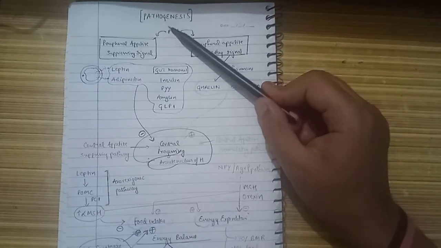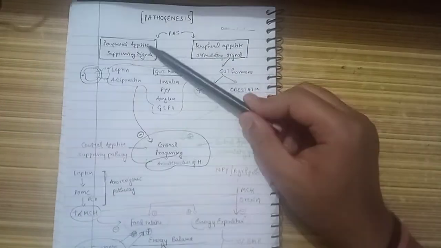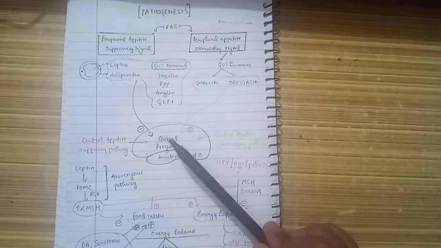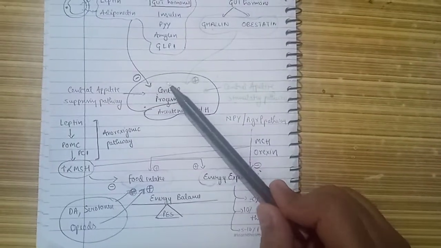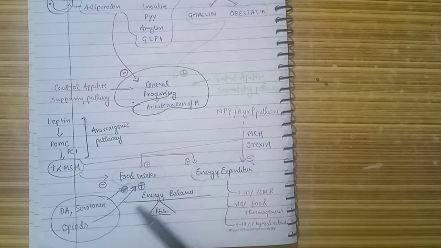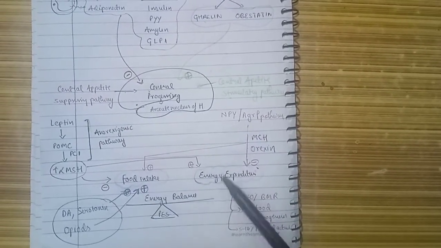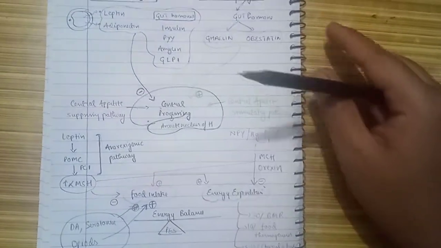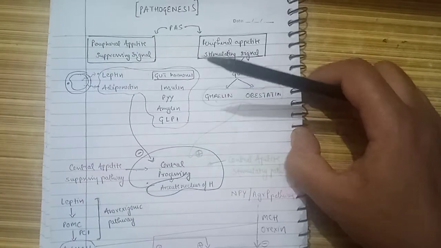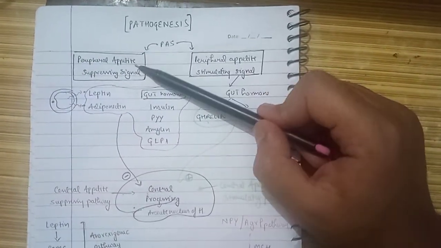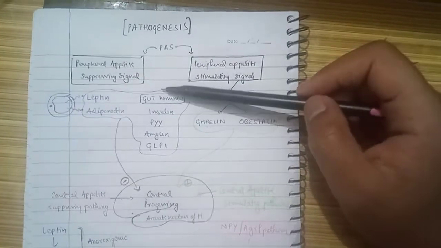pathogenesis. We have a peripheral afferent system that is going to send signals, and these signals will reach our central processing system, and through central processing system the signal will go into efferent system, okay, which will do some changes, that is changes in the food intake and energy expenditure. So let's start with where we begin, the peripheral afferent suppressing signals or the stimulating signals.